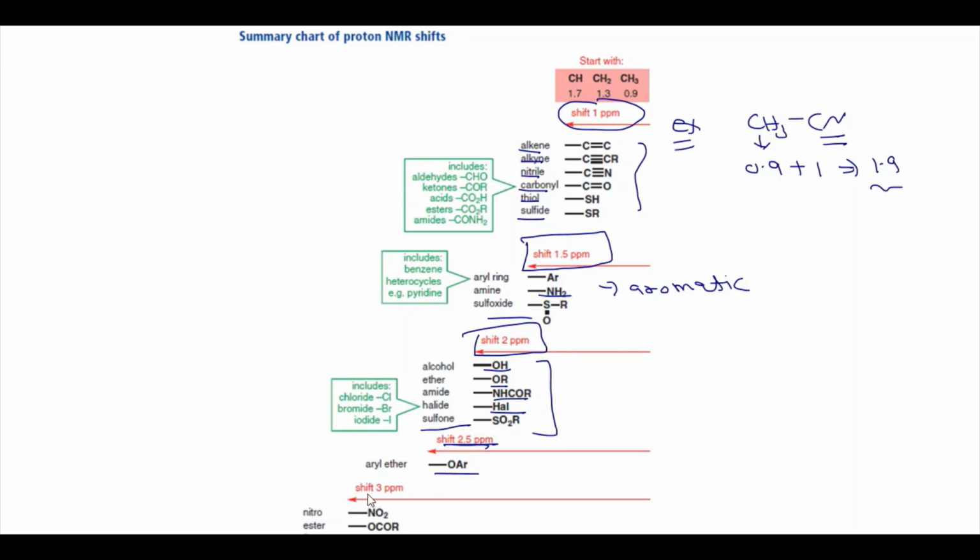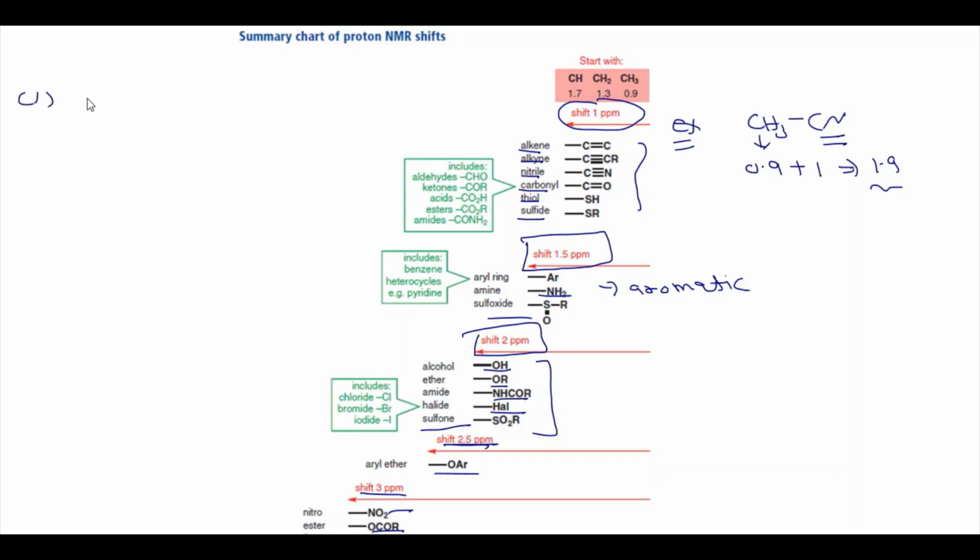Next is a shift of 3 ppm. It should have a very electronegative atom attached to it, and it should have resonance also, like nitro group, ester group, and fluoro group. These create a shift of 3 ppm. So by remembering these values or shifts of functional groups, you can easily predict the NMR of any compounds. Let us take some examples to understand how we can calculate the NMR values by taking the base value and the shifting values of each functional group.